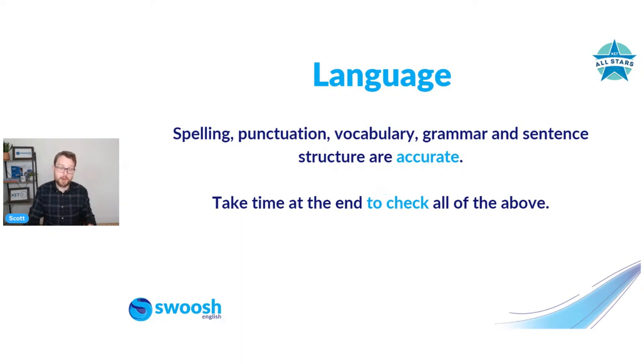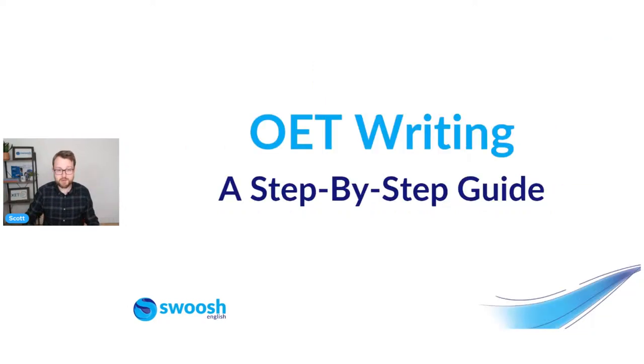Mistakes are okay. OET are not asking for, the examiner is not asking for perfection, but they're asking for a C1 level of English. That will include some mistakes. We still must minimize the mistakes that we make when we're writing our letter. So hopefully you found that useful, the overview of the 6 criteria.